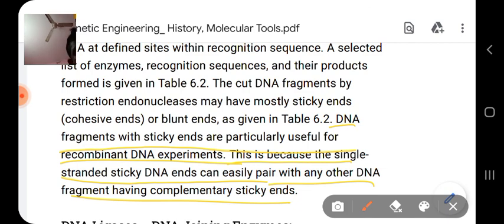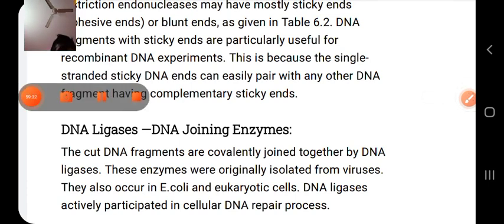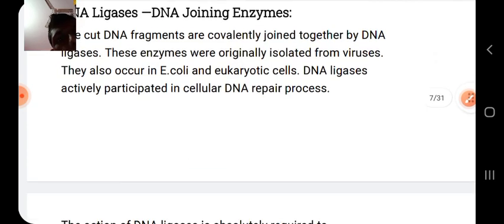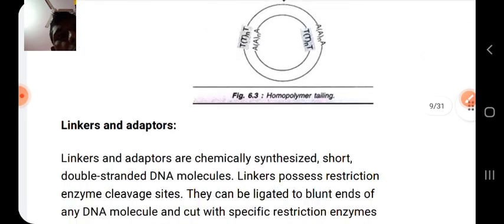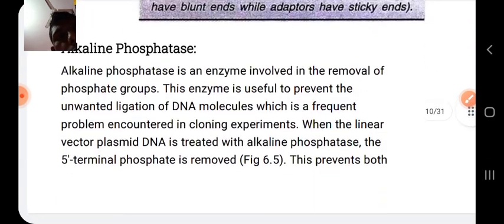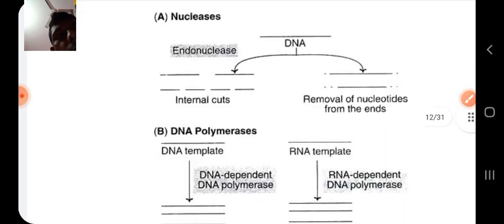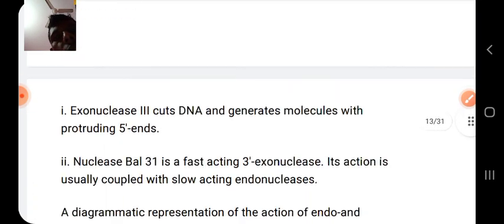Okay, in the next class I will try to discuss DNA ligase. It almost became 1 hour, so I was trying to go through all the tools that are required for recombinant DNA technology experiments. So we will do the next things like DNA ligase, then homopolymer tailing, linkers and adapters, then alkaline phosphatase, then other DNA modifying enzymes like nuclease, polymerase. You know the name of polymerase, okay, in the next classes.